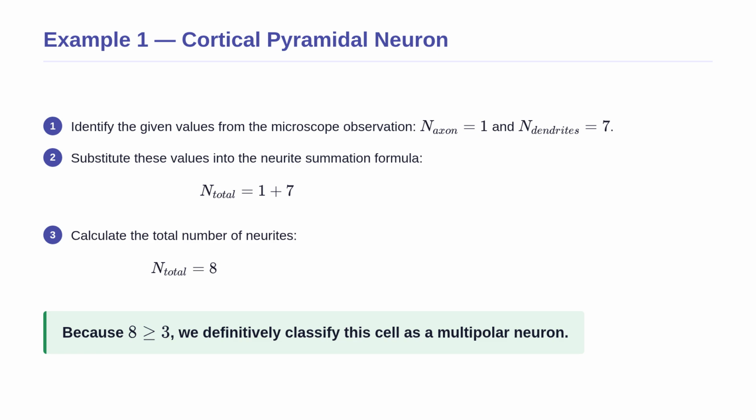First, we identify our given values. N axon is 1 and N dendrites is 7. We plug these into our summation equation, adding the single output cable to the 7 input cables. This yields a total of 8 neurites. Because 8 is greater than or equal to 3, we definitively classify this as a multipolar neuron. This makes perfect physical sense, as cortical neurons must integrate thousands of inputs to process complex thoughts.